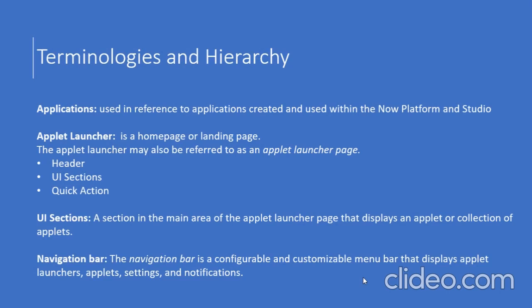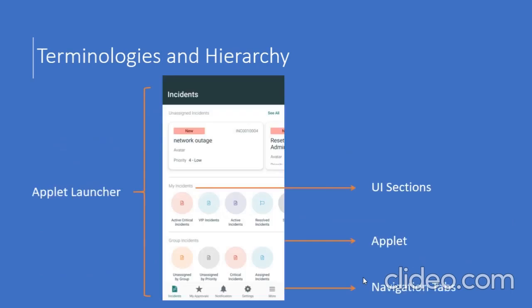Applet launcher contains three major sections: header, UI section, and quick actions. Whenever there is a lot of content in the applet launcher, we can make sections with the help of the UI section. Then the navigation bar. We are able to navigate between the applet launchers with the help of navigation tabs. You can see what the terminologies are here.